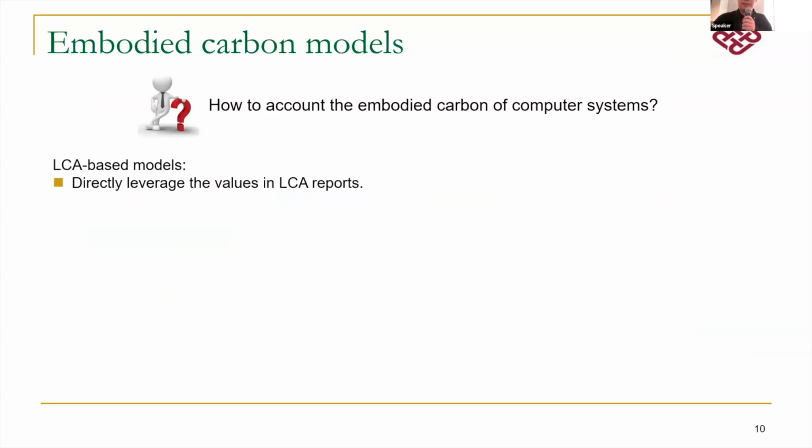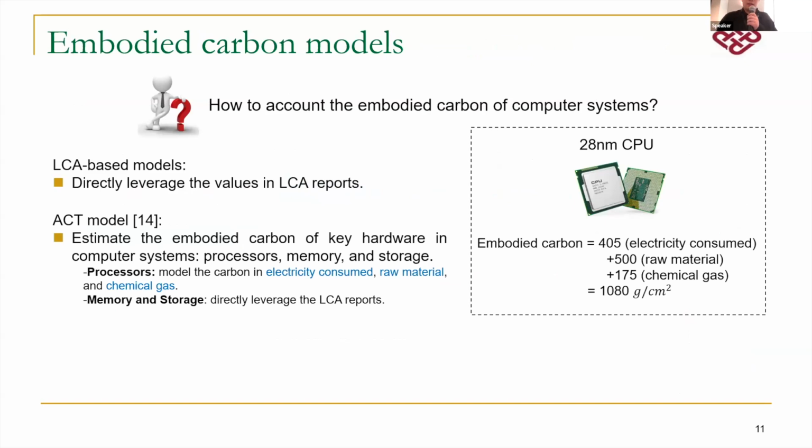There are two existing methods to account the embodied carbon of computer systems. The first is LCA-based. It directly uses the values in LCA reports. The second is the ACT model, which estimates the embodied carbon of key hardware components. It estimates processors by modeling the carbon in the three components as we discussed before.